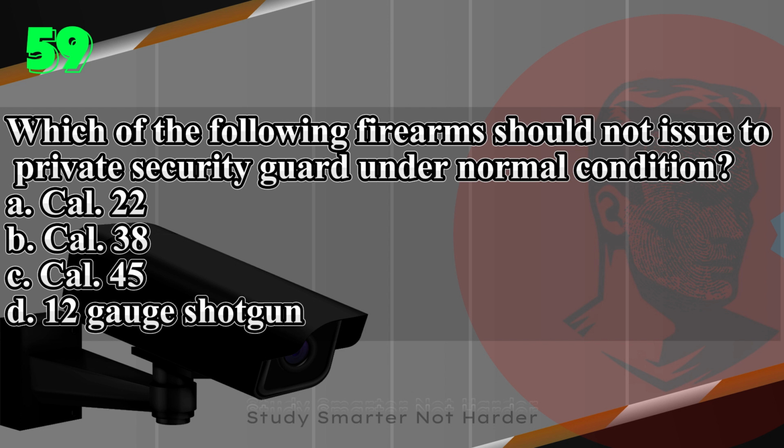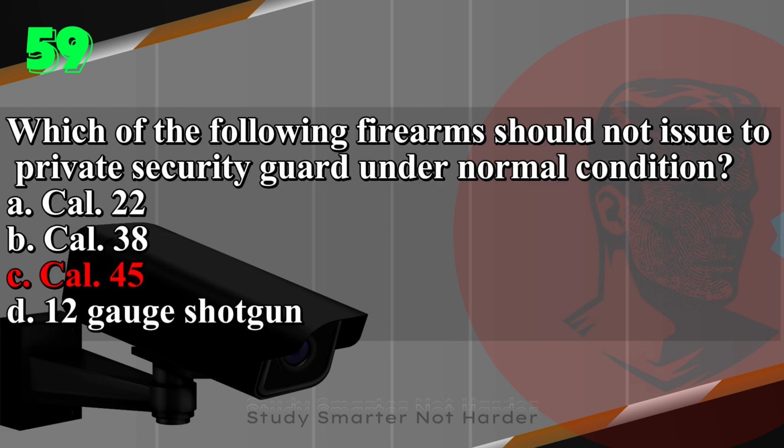59. Which of the following firearms should not be issued to a private security guard under normal conditions? A. Cal 22. B. Cal 38. C. Cal 45. D. 12 gauge shotgun. C. Cal 45.